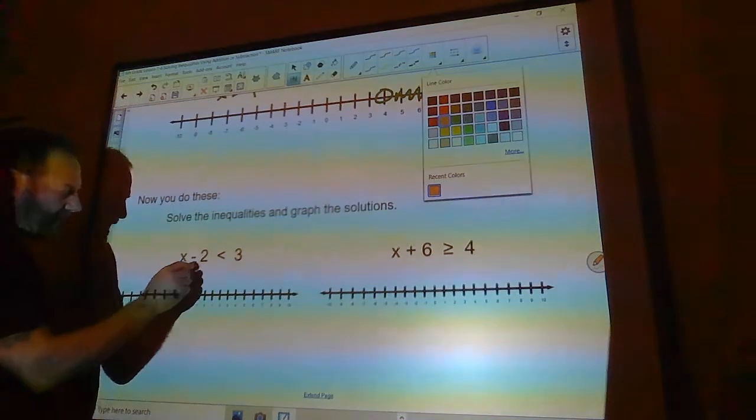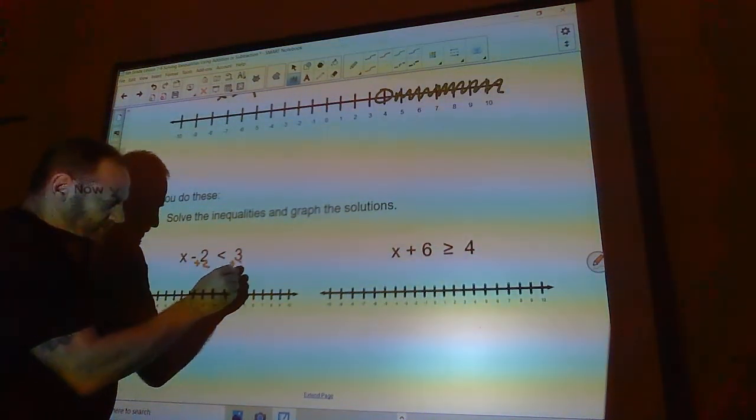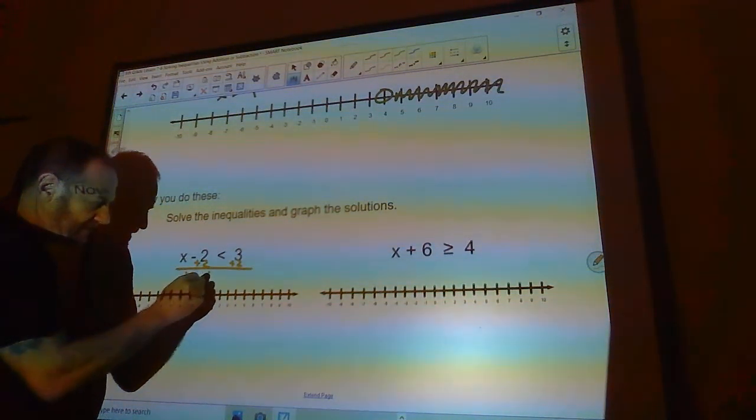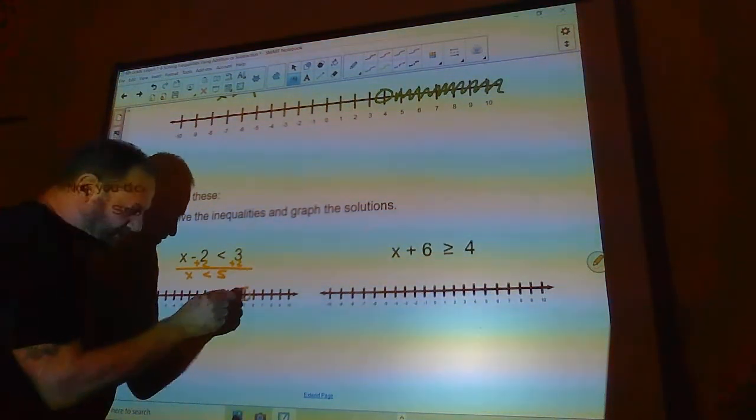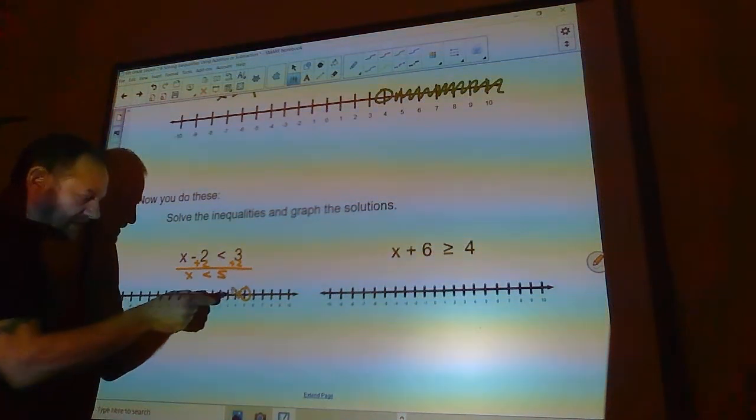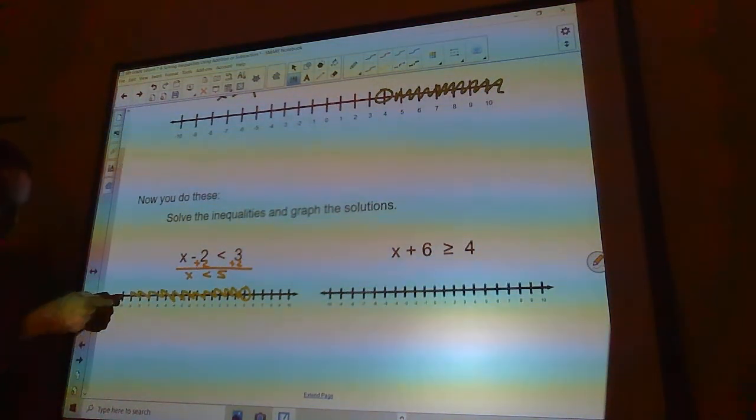Okay, on this one, I'm going to add 2 to both sides of this inequality. And I'm going to get x is less than 5. So I'm going to go over here to 5. I'm going to put an open circle at 5. I want less than, so I'm going to shade this side.